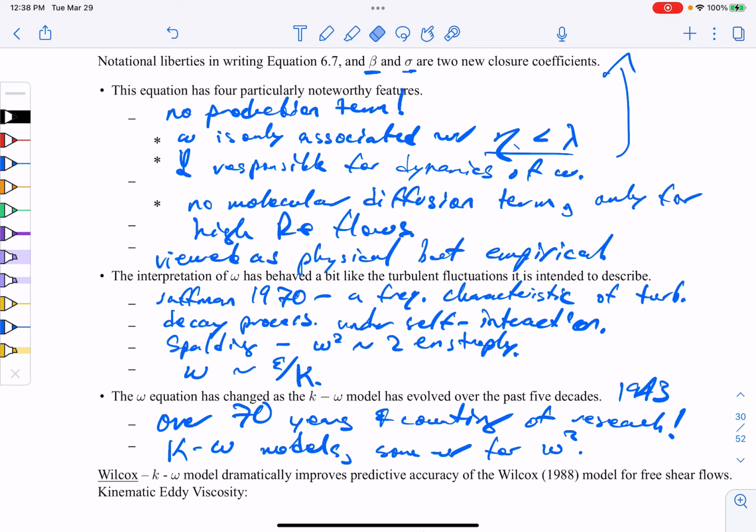So I think we can take a small break here, maybe a few minutes. So come back at 12:45. How's that? And then we'll look at D.C. Wilcox's model, okay?